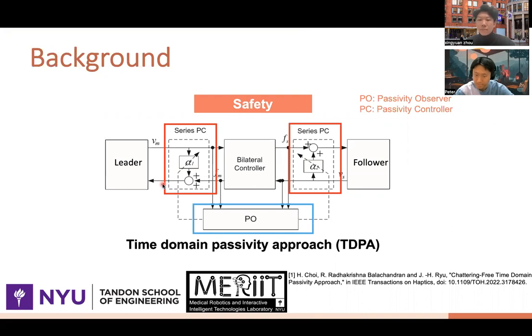However, even though the system can stay stable after implementing this stabilizer, the cost is that the delivered force and velocity get modified and the system's transparency gets degraded.